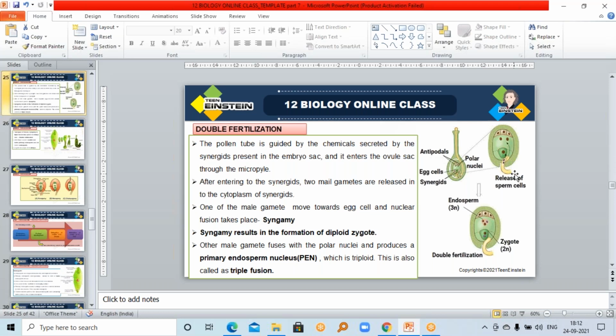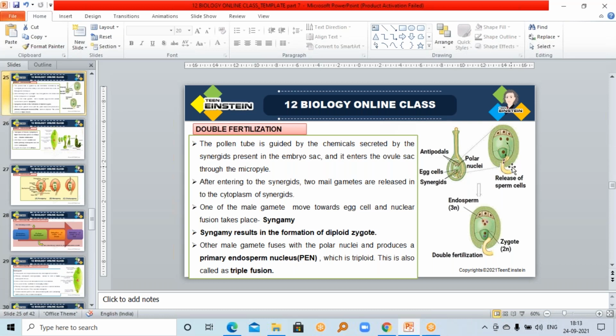It is the fusion of one of the haploid male gametes and the haploid egg cell. Those cells get fused and form a diploid zygote. This is called syngamy or generative fertilization. Here you can see all these things, and the diploid zygote is getting formed. The zygote is diploid, but both gametes are haploid. Syngamy is otherwise called generative fertilization.